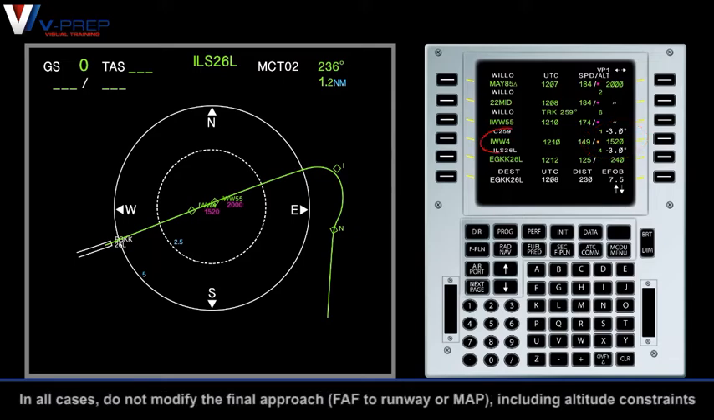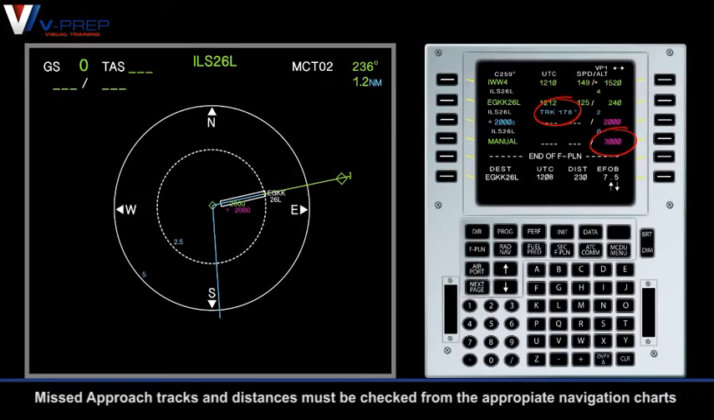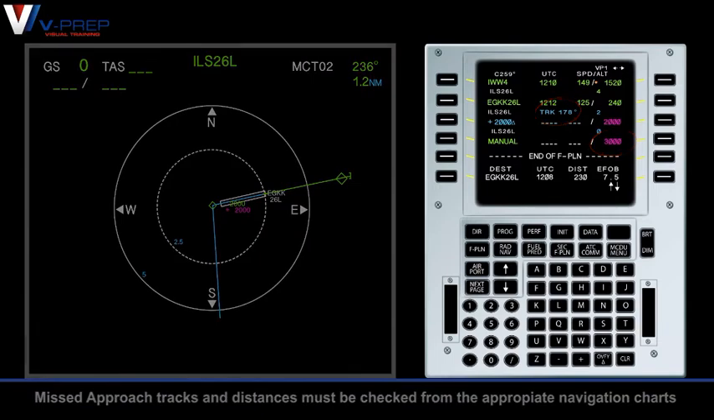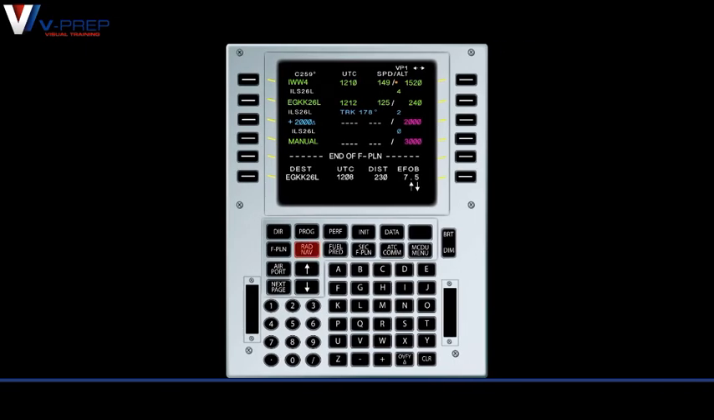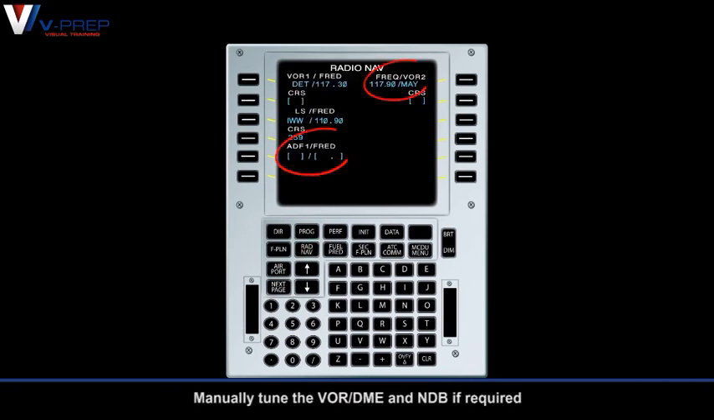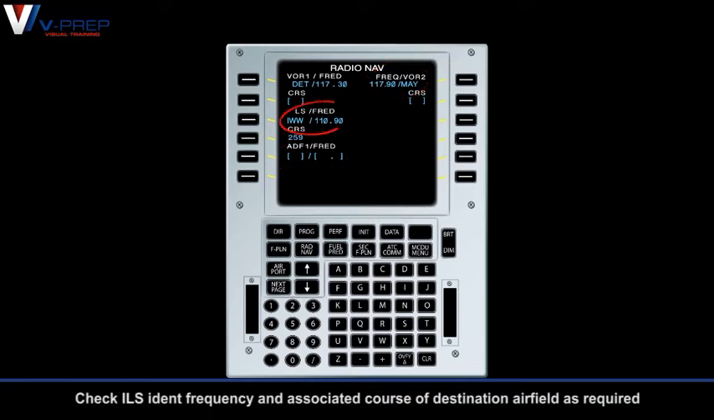In all cases, do not modify the final approach fix to runway or missed approach point, including altitude constraints. Missed approach tracks and distances must be checked from the appropriate navigation charts. Manually tune the VOR/DME and NDB if required. Check ILS ident, frequency, and associated course of destination airfield as required.